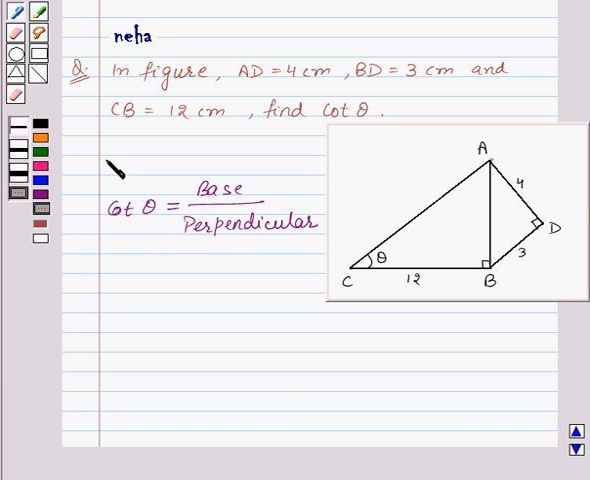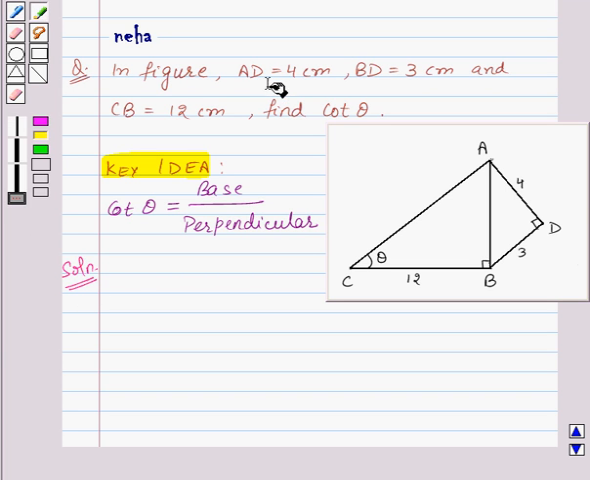This is the key idea that we will use for this question. Now let's move on to its solution. First of all, let us see what is given to us in the question.